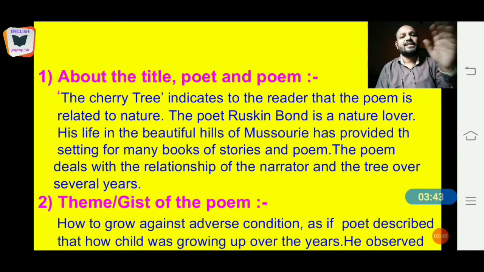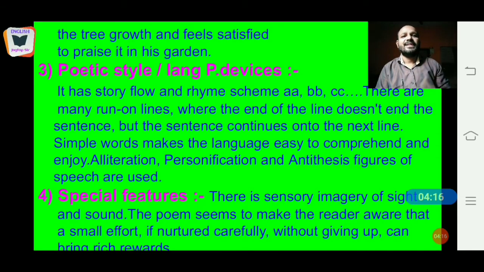How to grow against adverse condition. What is the main theme of the poem? We learn from that cherry tree that though there was adverse condition, against it the cherry tree struggled and grew. The poet described how the child was growing up over the years, he observed the tree's growth and feels satisfied to praise it in his garden at the end of the poem. Means in the same way as the child grows, in the same way there was growth of the cherry tree, and that's why the poet was very satisfied at the end of the poem.